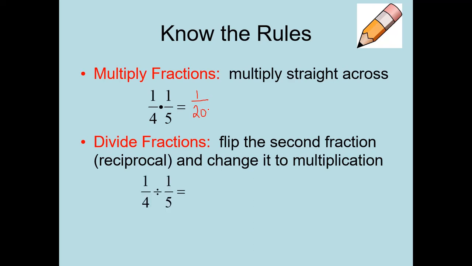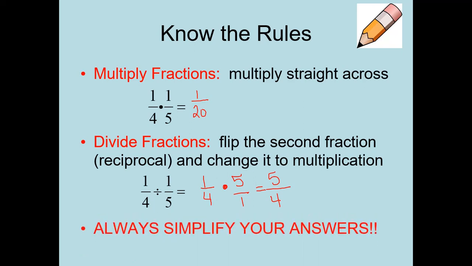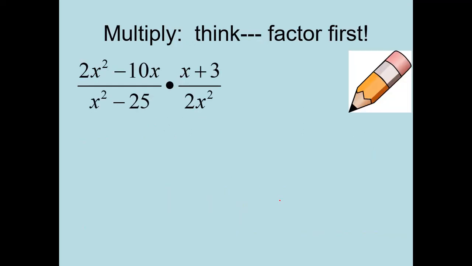Dividing fractions, you had to flip the second fraction, or basically it was called reciprocal, and then change it to multiplication. So if I got 1/4 divided by 1/5, I'm going to keep the first guy, change to multiplication, and flip the second fraction around. And then it becomes exactly like multiplication. So you multiply the numerators, multiply the denominators, and I would get 5/4. Always make sure you simplify your answers. In this case, neither of those did simplify, but you're always going to want to make sure you simplify your fractions.